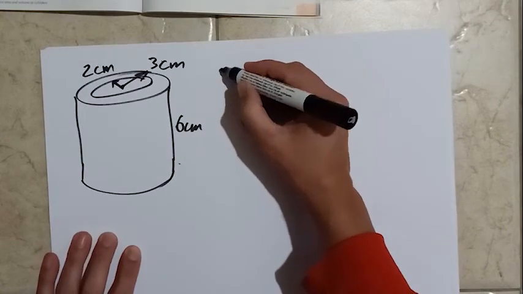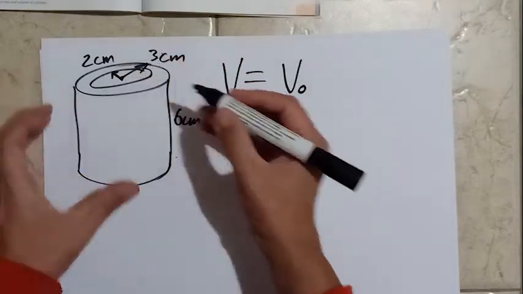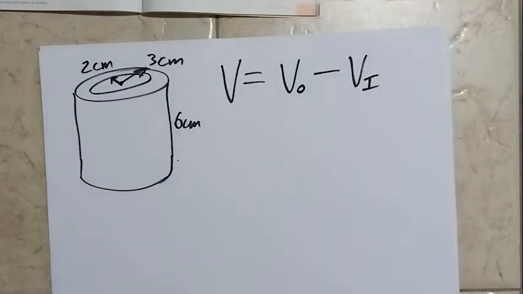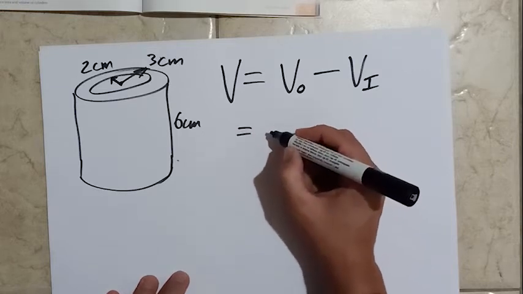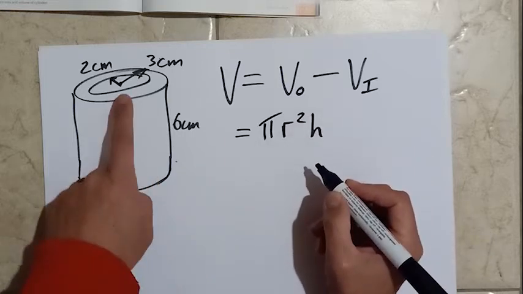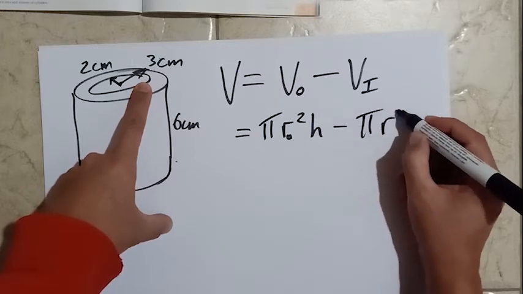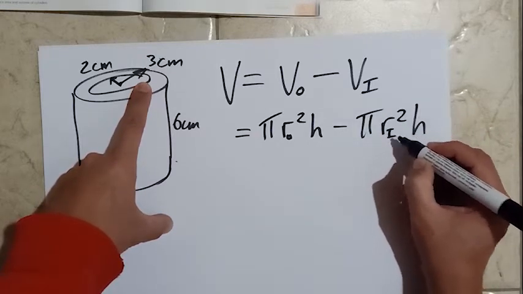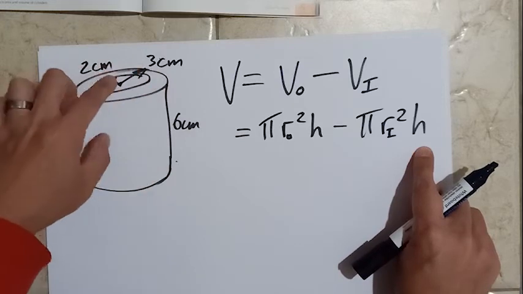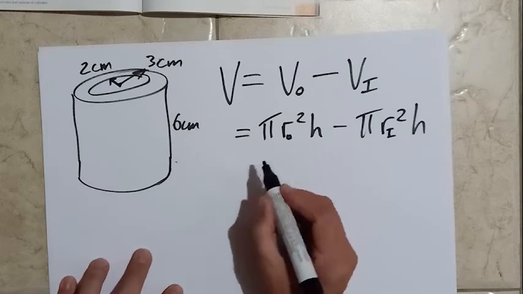Okay, so the volume is basically the volume of the outside, the big cylinder, minus the hole, so the volume of the inside. Okay, volume is pi r squared h, but let's put r o for the outside, minus pi r squared h, but this is r i. So it must be clear which are the two different r's. h is the same, because obviously the outside and the inside have the same height. Okay, 2 different ways of doing this.